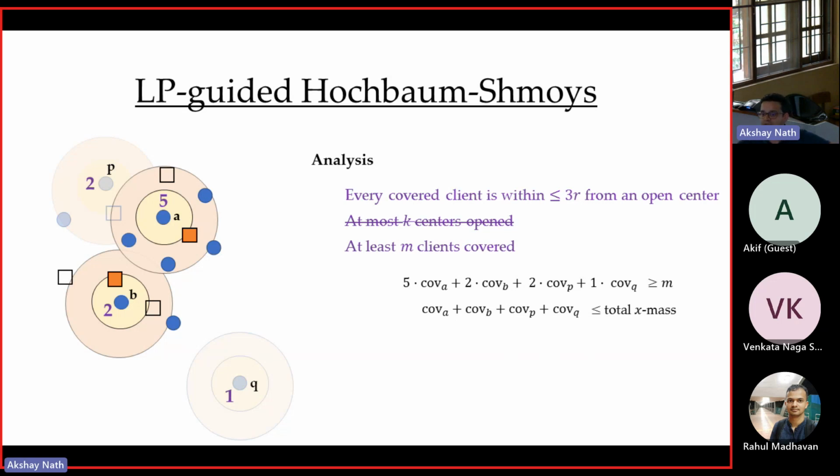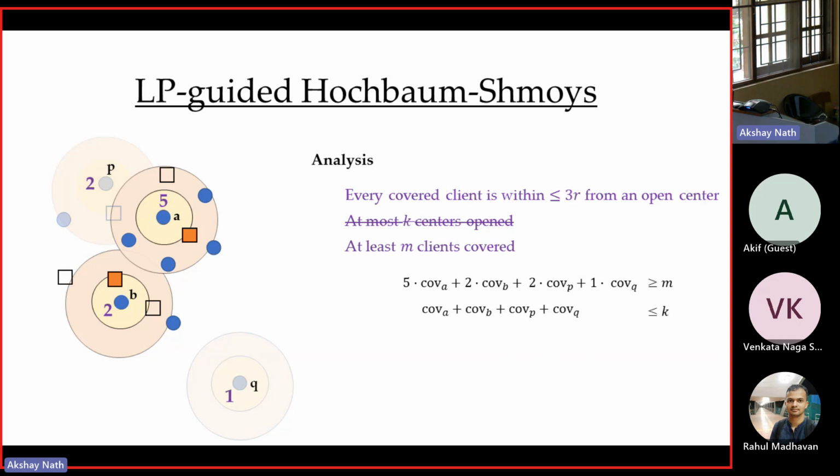But how much is the total X mass overall? At most K, because that's another constraint in the LP. I'm not allowed to open more than K. So this is at most K. So now I have two inequalities. Okay. And what is the algorithm doing?